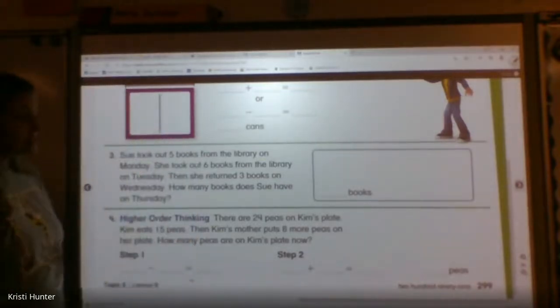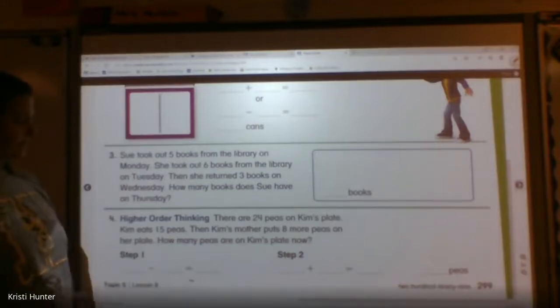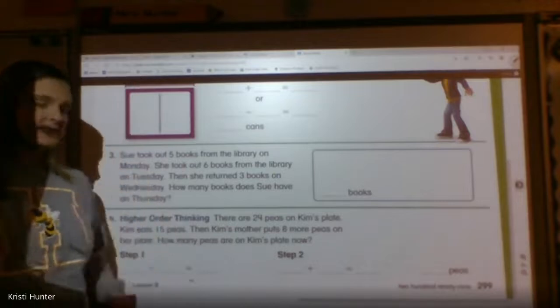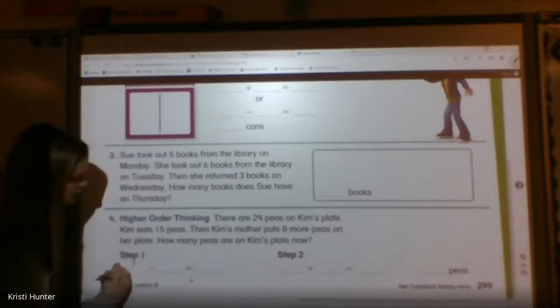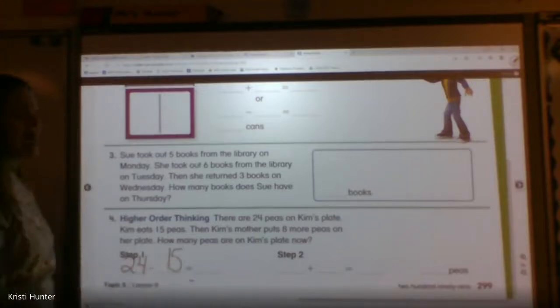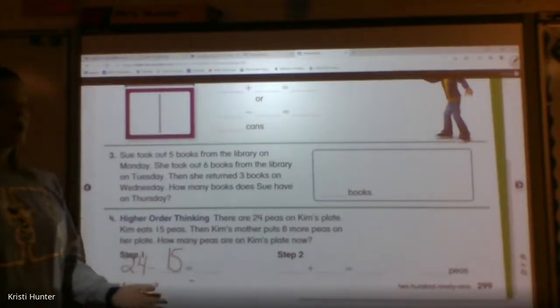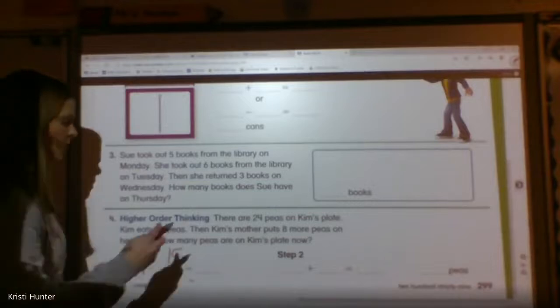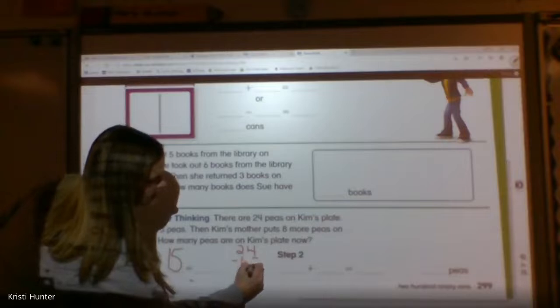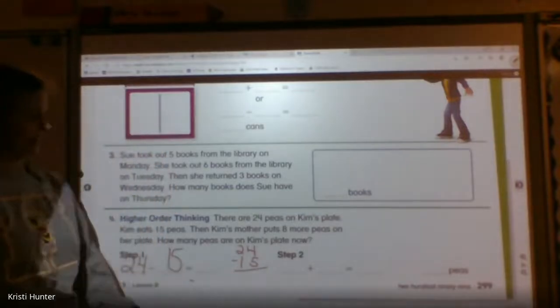There are 24 peas on Kim's plate. Kim eats 15 peas. Let's take care of step 1. There are 24 peas on Kim's plate. She eats 15. Again, you can work this problem with any strategy you want, but I have a feeling most of us are going to just stack them. So that's what I'm going to do as we work through this together.